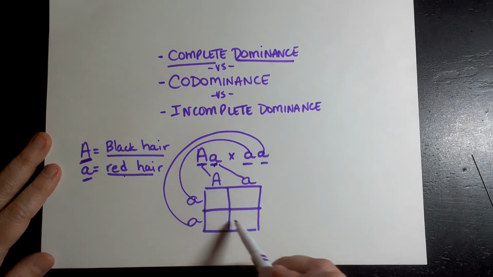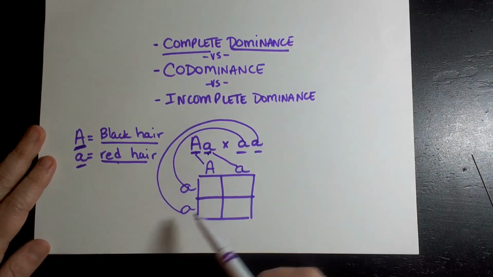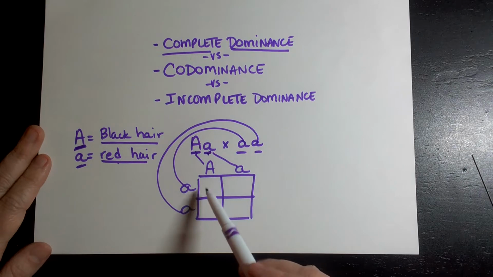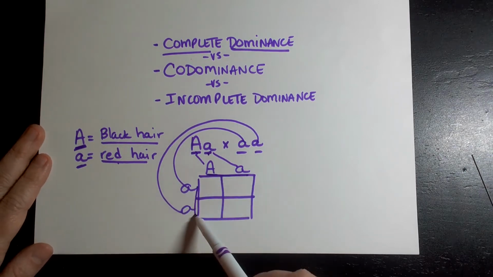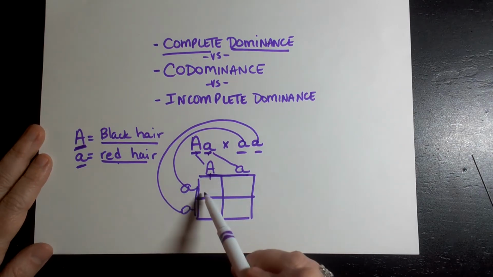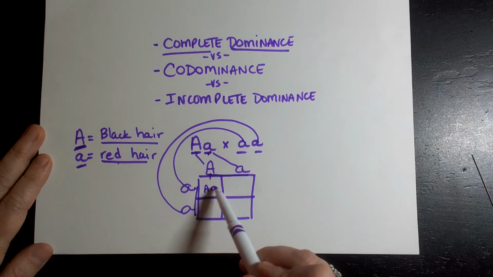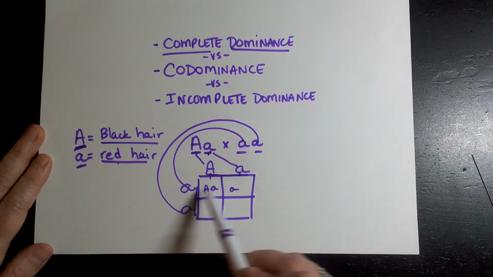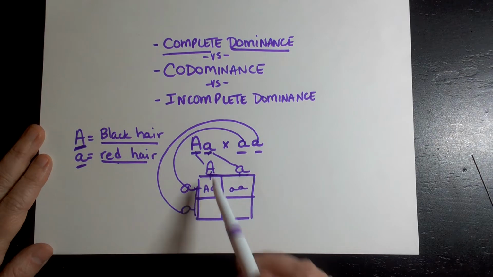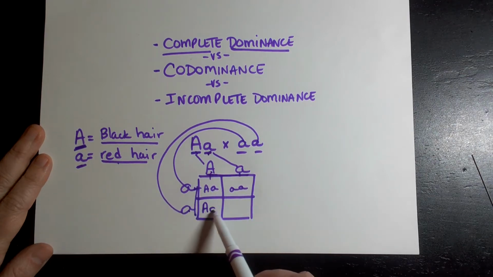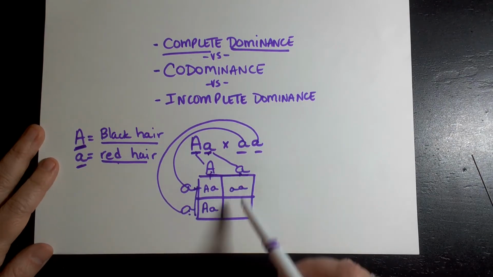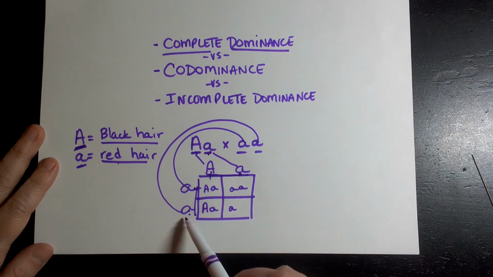So then when you fill in your Punnett square, you're filling in the possible combinations of parent one with parent two. So parent one could give the big A, and parent two the little a. Parent one could give the little a, and also parent two. Parent one could give the big A, parent two give the little a, and then parent one give the little a, parent two give the little a as well.